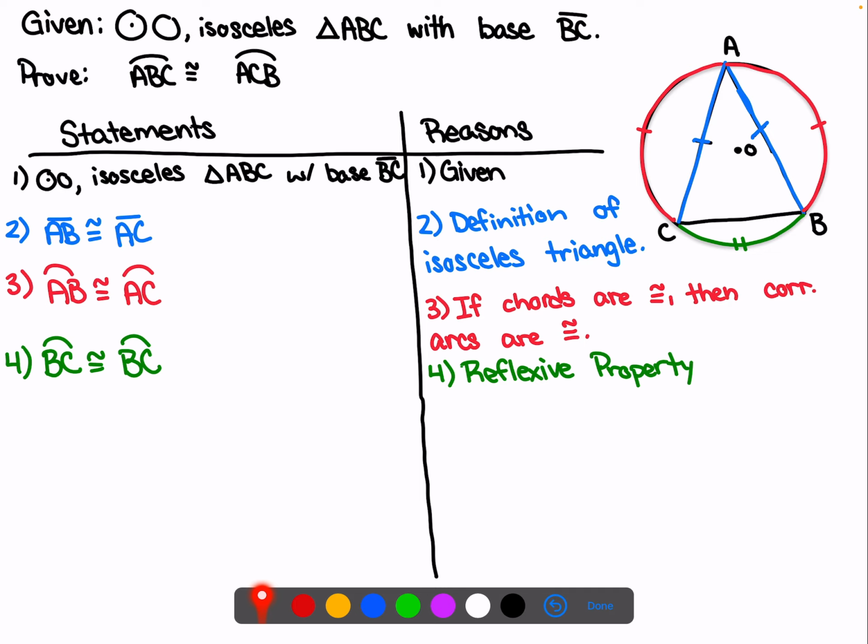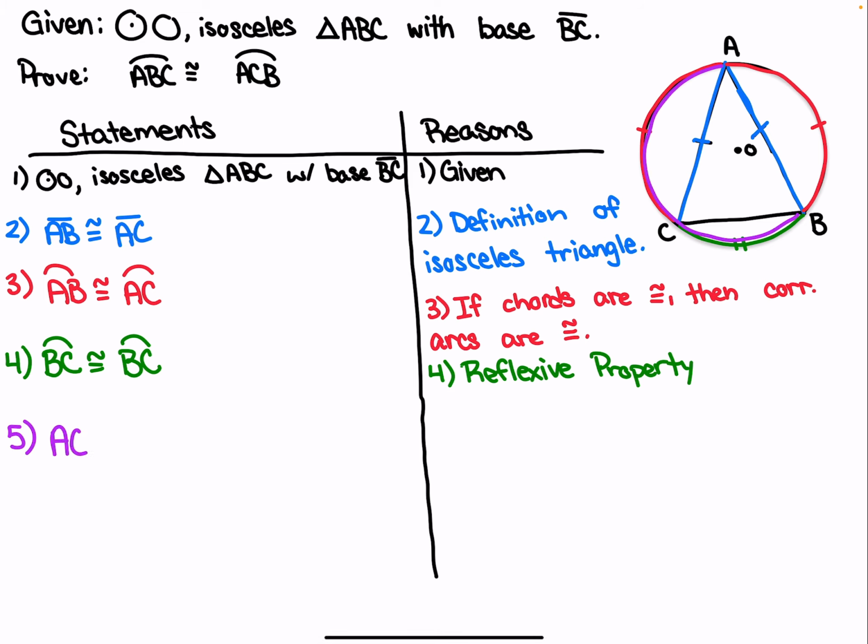Lastly, what would happen if we see that we have two red congruent arcs and a green congruent arc? If I add the red congruent arc with the green congruent arc, and I do that same thing with the other one, the red congruent arc and the green congruent arc, those end results should still be congruent, because I'm adding congruent pieces together. And if that's the case, then I can say that arc ACB is congruent to arc ABC, which is exactly what we're trying to prove here.